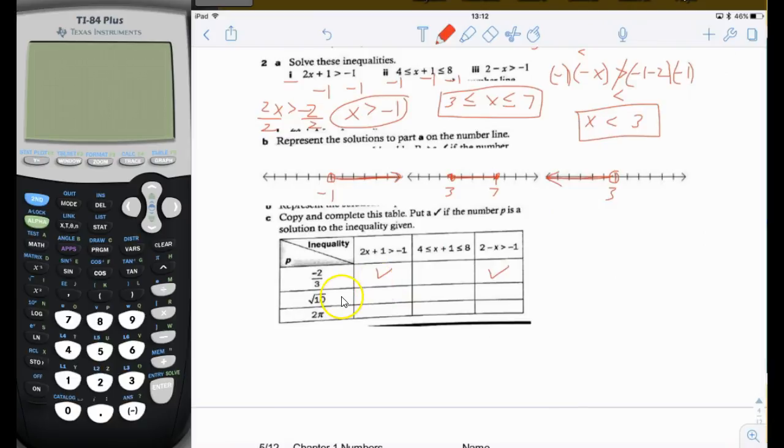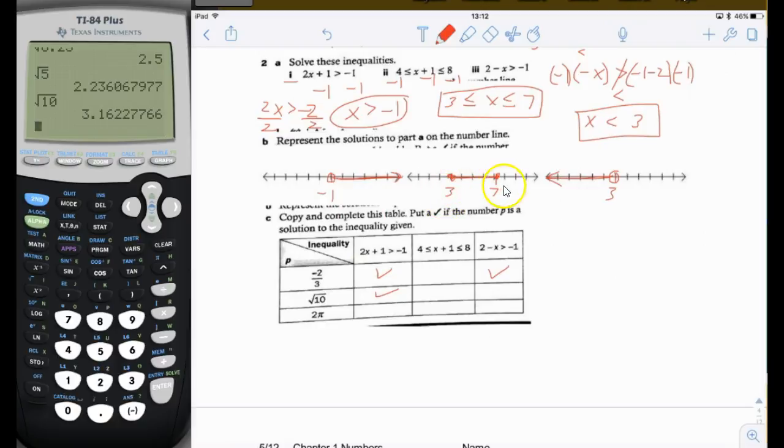What about square root of 10? Is square root of 10 in this interval? Remember, square root of 10 is about 3.16 something. We can use our calculator to make sure. 3.16, a number that's coincidentally kind of close to pi. So square root of 10 is 3.16. So is 3.16 in this interval? Yeah, all positive numbers are in this interval, right? Everything to the right of -1 includes all positive numbers. So this is, yes, in the interval.